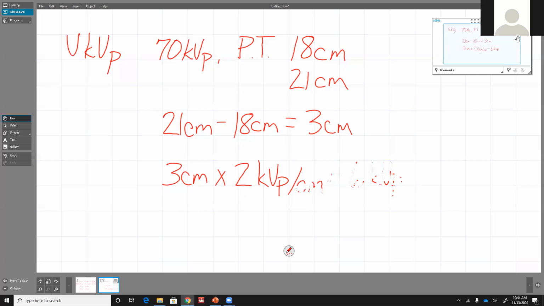So then we'll come over here and we're going to have plus 70 KVP equals 76 KVP.